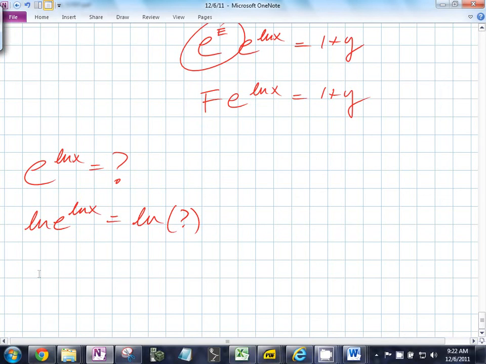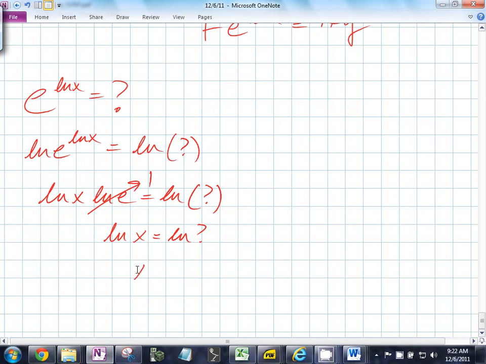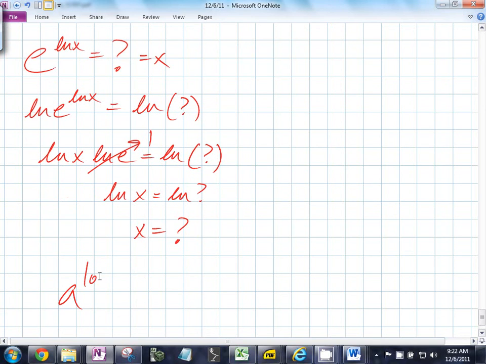Guys, a to the log base a of b is always equal to b. So what is e to the ln x equal to? x. So you have f times x equals what? So what does y equal? These are terrible letters for me to choose. We're not done yet because that f is still there, right?